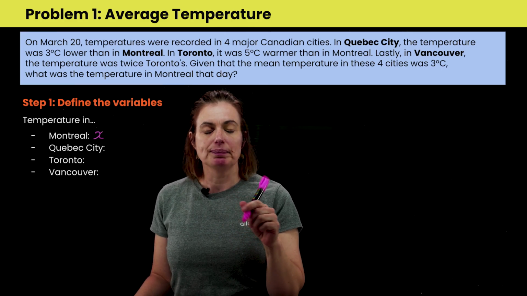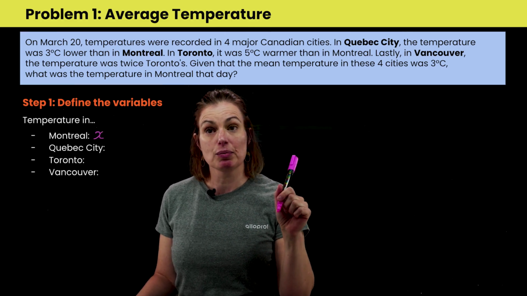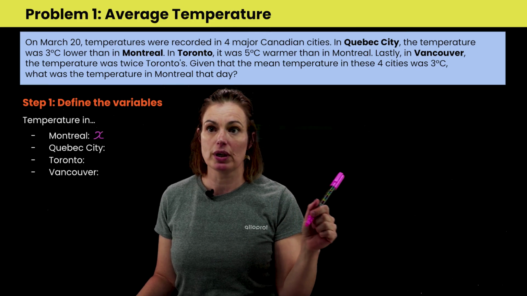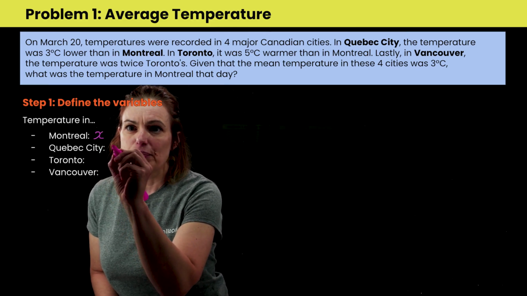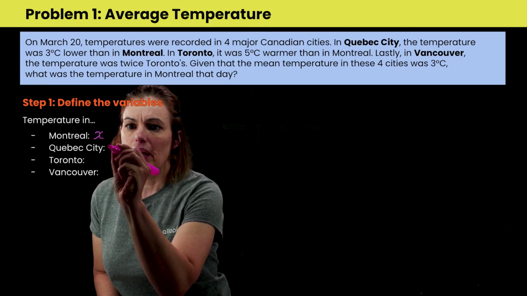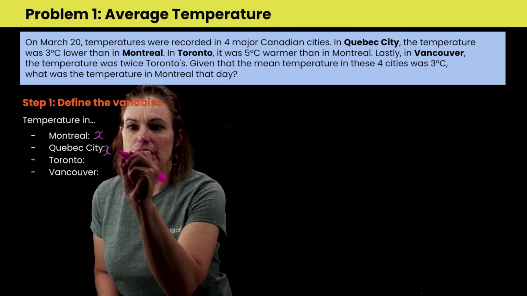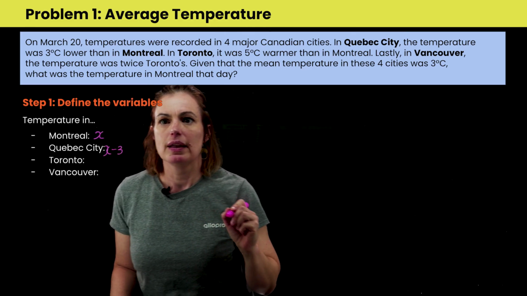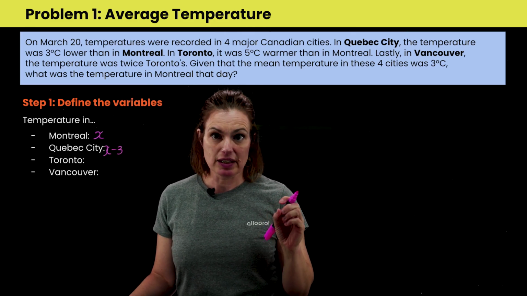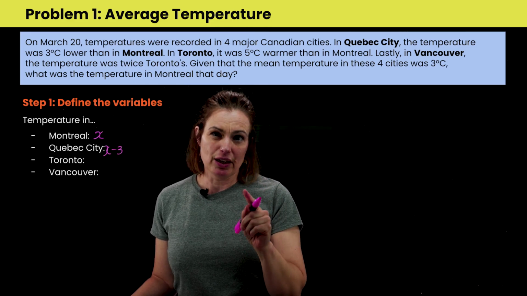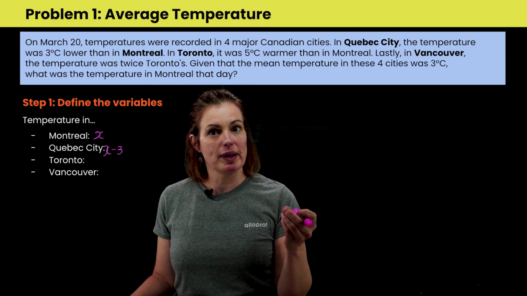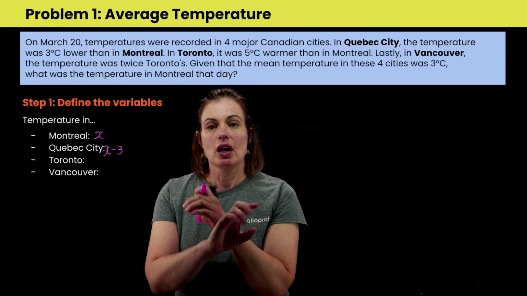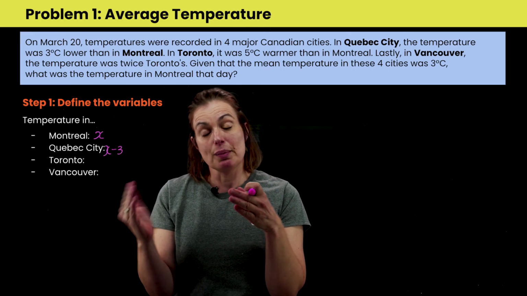Let's look at Quebec City. It says, in Quebec City, the temperature was 3 degrees lower than in Montreal. So if I take Montreal's temperature and I subtract 3 degrees, that is what I'm going to use to represent Quebec City's temperature. Now, I've got to be careful here because a common mistake that students make is to reverse those. So to say 3 minus X.